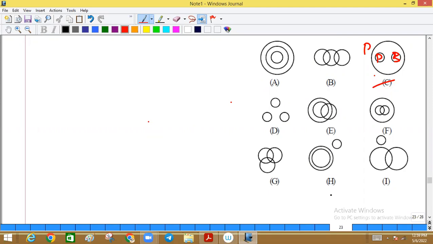Cabinet Minister, Home Minister, Ministers. This is the previous question only. Which option out of A, B, C, D, F, G, H, I?